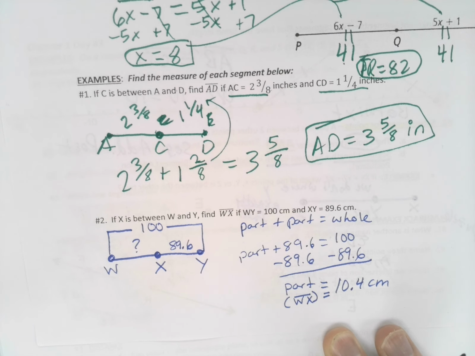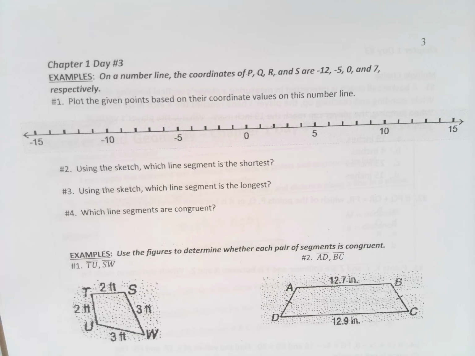And there is number 2. If you'd like to take a look, double check yourself. This time they gave us the whole and a piece, so we had to subtract that piece from the whole to find the missing part. On to the last page.